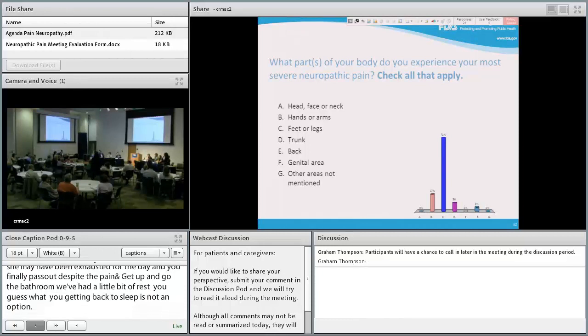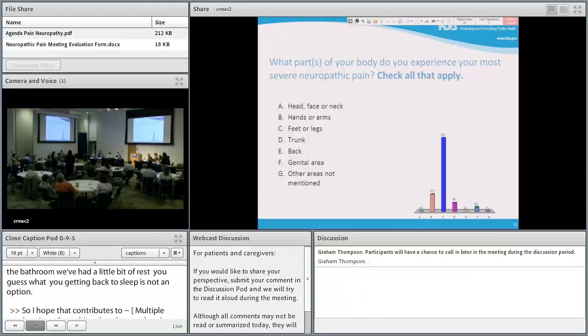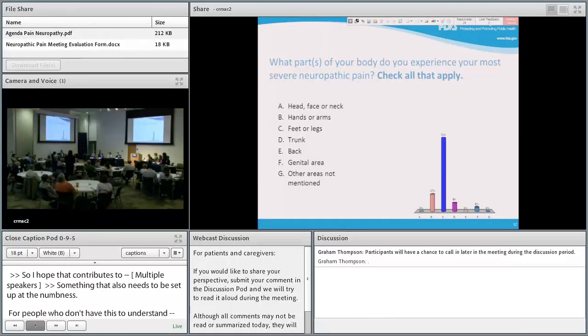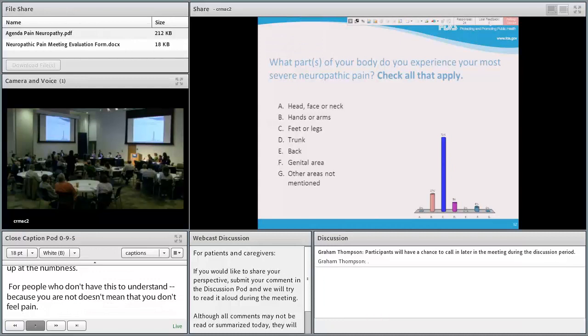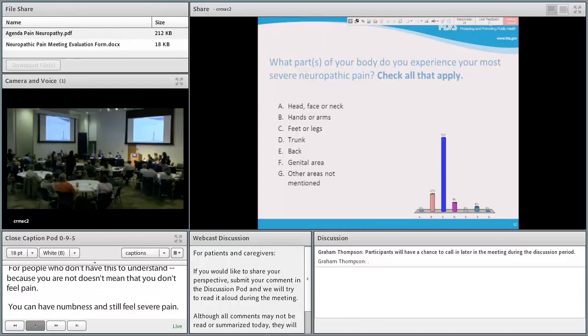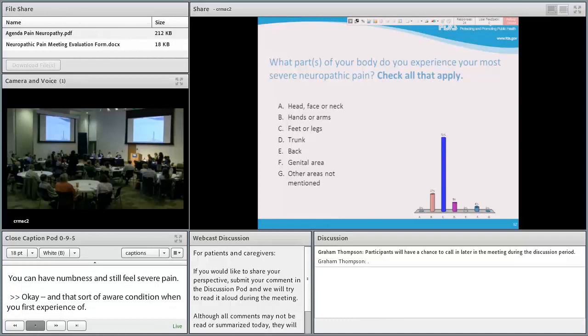I do think there's something that needs to be said about the numbness, so that people that don't have this understand. Because you are numb doesn't mean you don't feel pain. You can have numbness and still feel severe pain. It's sort of a weird condition when you first experience it. I heard a lot of people agree with what you just said, David. Let's take one more comment.